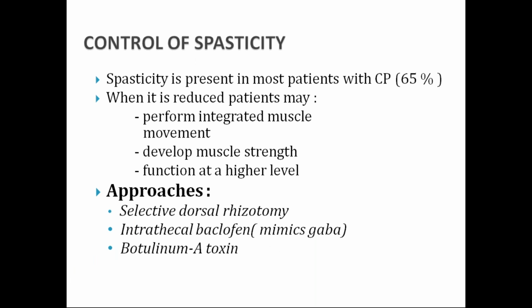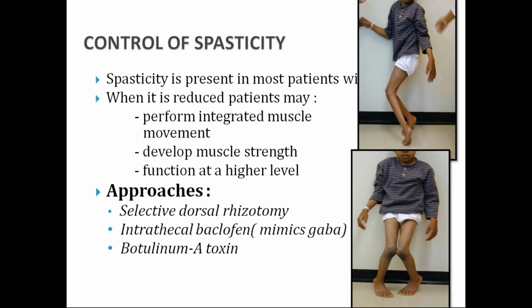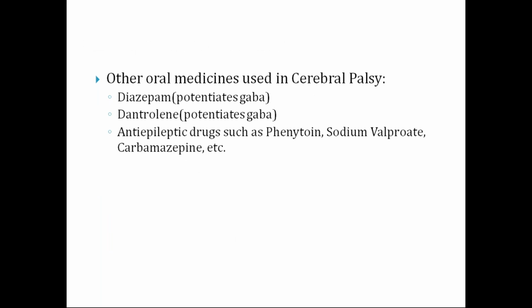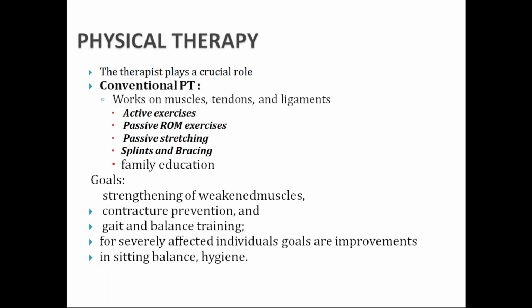So how to control spasticity? There are medical approaches and there are surgical approaches. In the medical approaches, to decrease the spasticity, there may be intrathecal baclofen, which mimics GABA, and there may be botulinum toxin, which relaxes the muscles and decreases the spasticity. There may be selective dorsal rhizotomy, which is the surgery to cut the nerve roots at the spinal cord level. We can give diazepam, dantrolene, anti-epileptics, and physiotherapy to improve the movement: active exercises, passive exercises, stretching, splints and bracing, family education.